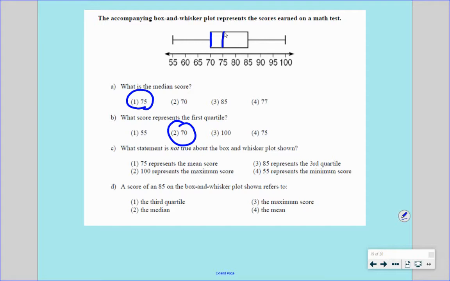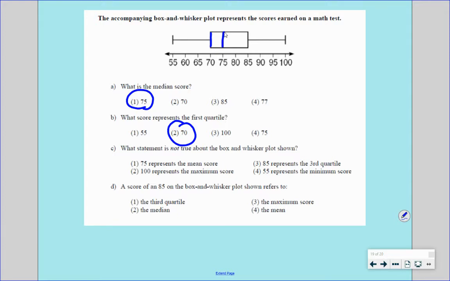What statement is not true about the box and whisker plot shown? Well, let's look through our answers here. 75 represents the mean score. Mean is another thing we're going to learn more about, when you add up all the data and divide and get the average, the mean score. 75 is our median, not necessarily our mean, but let's go see. That might not be true. Let's see what the rest of them say.